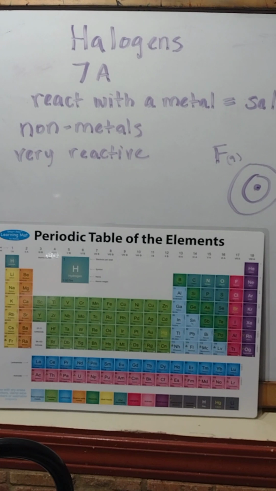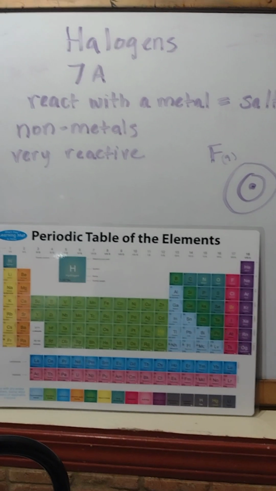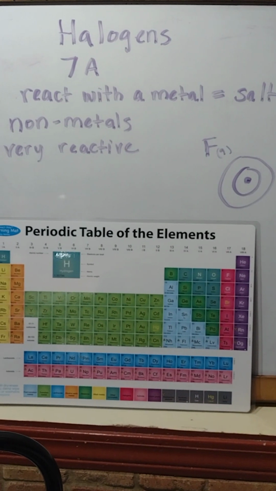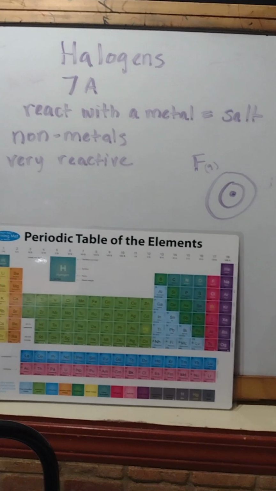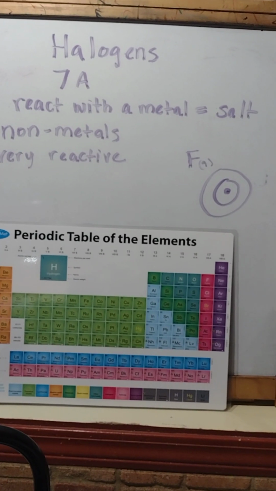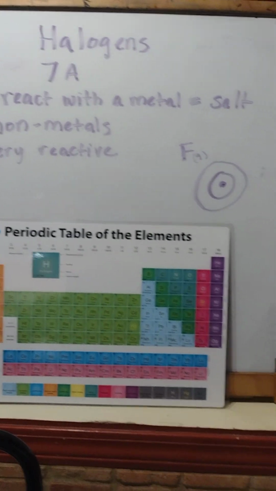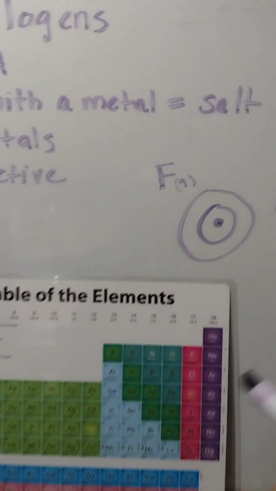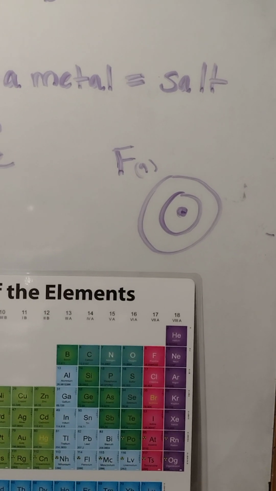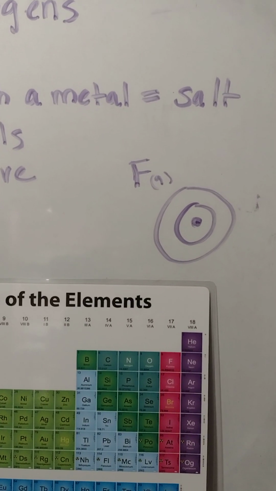After the oxygen group, we have the halogens, and these are special. These are special because they're very reactive. Also, when they react with a metal, they form a salt. And they're all non-metals. I wanted to show you why they're so reactive. Let's see. So I chose, I'm totally blanking on what that's called. Fluorine.